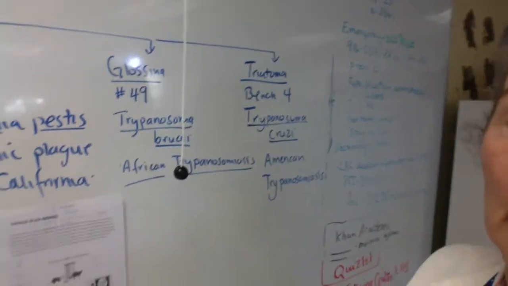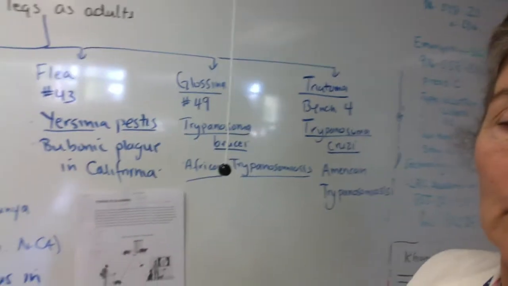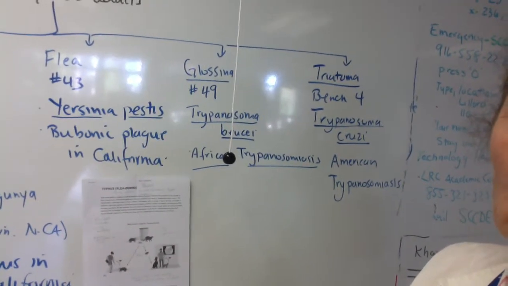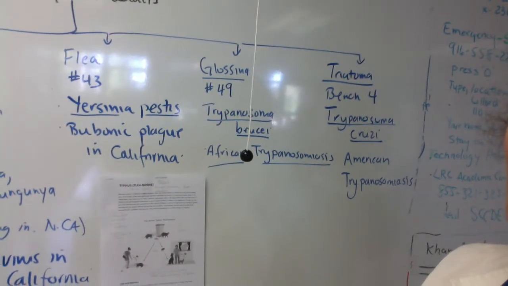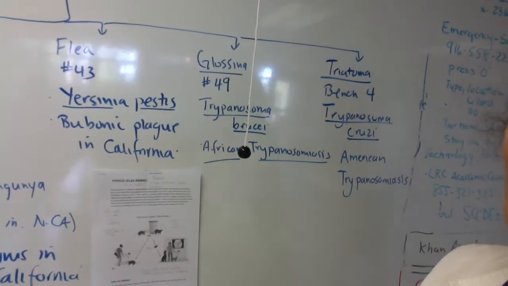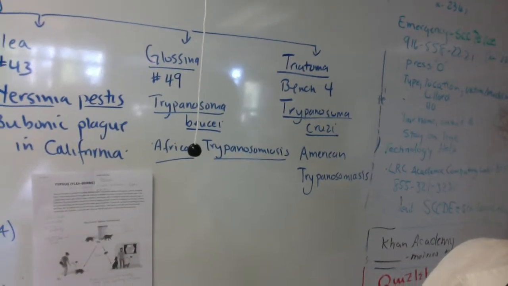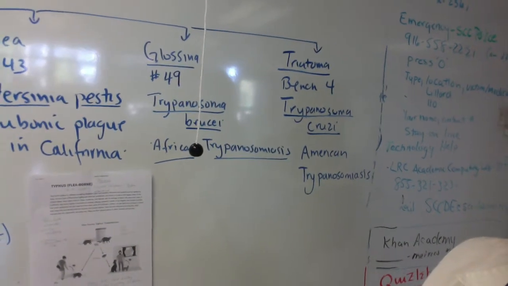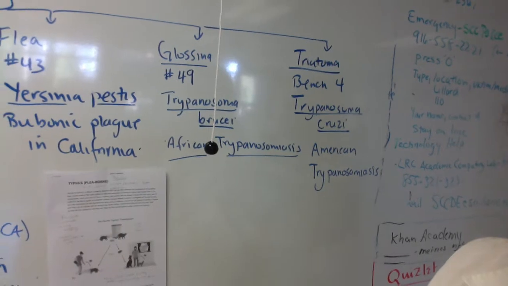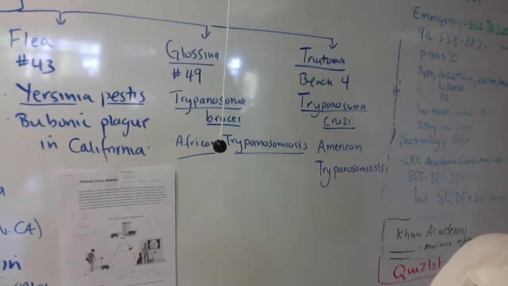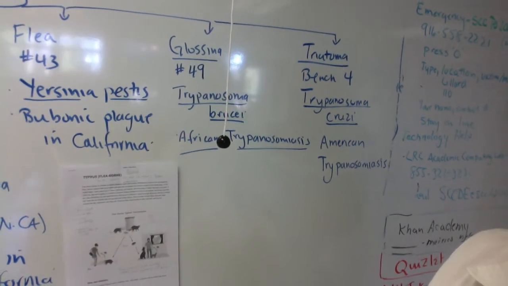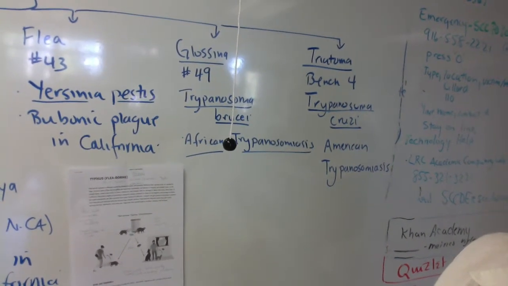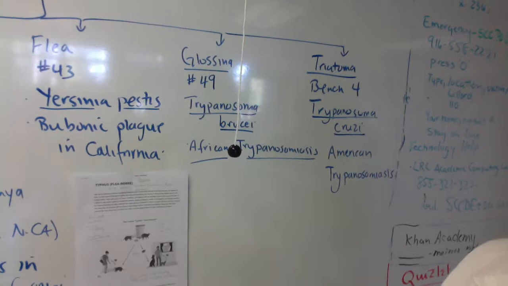So fleas, slide 43, here in California are the vectors of the bacterial pathogen Yersinia pestis, which causes bubonic plague. Also, fleas are the vectors of another bacterial disease caused by the bacterium Rickettsia, flea-borne or endemic typhus. They're having outbreaks of flea-borne typhus in Southern California. That would be a bonus question.